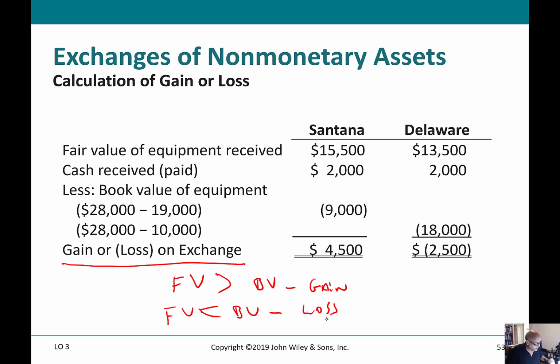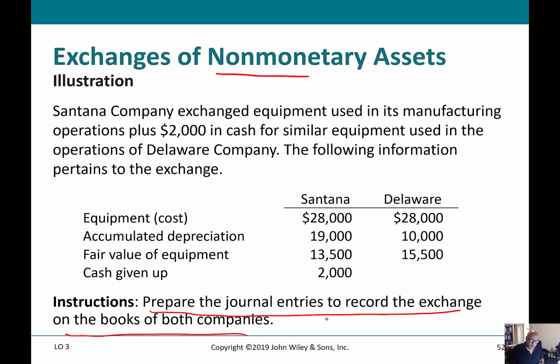Now the way this slide presents this gets a little bit confusing. I don't care for that presentation, so I'm just going to show you the way I would do this. I've got the fair values of the two respective pieces of equipment right here. For the Santana equipment, the fair value is $13,500. For the Delaware equipment, the fair value is $15,500. We've got the cost of the equipment minus the accumulated depreciation. That gives me a book value of $18,000 for the Delaware company equipment. For the Santana equipment, I never do things without a calculator because I make a mistake and then I'm upset. $28,000 for the equipment minus the $19,000 accumulated depreciation gives that one a book value of $9,000.